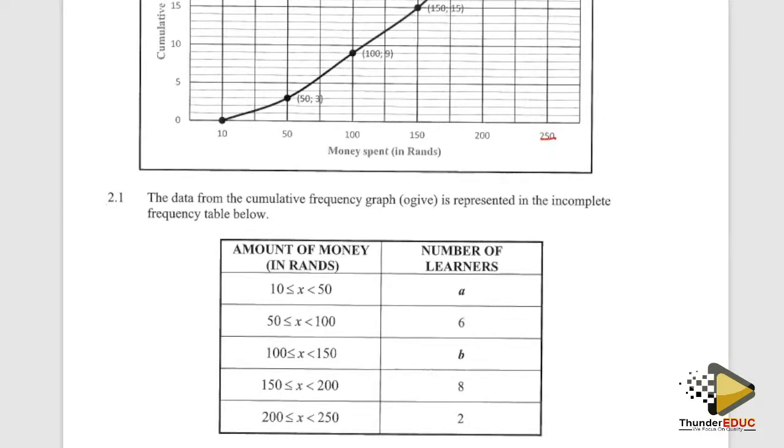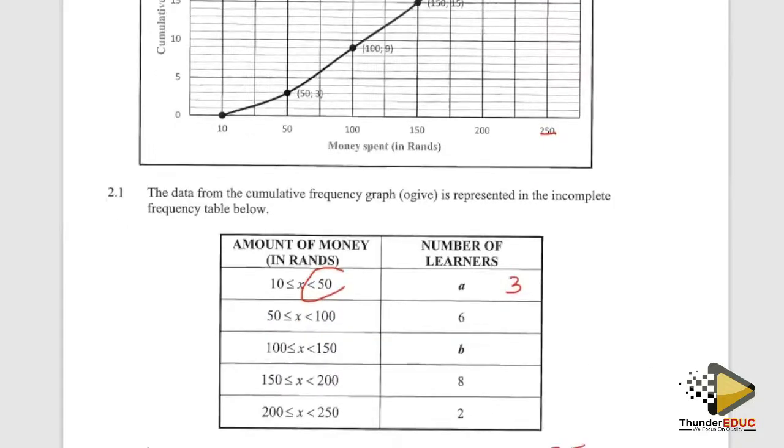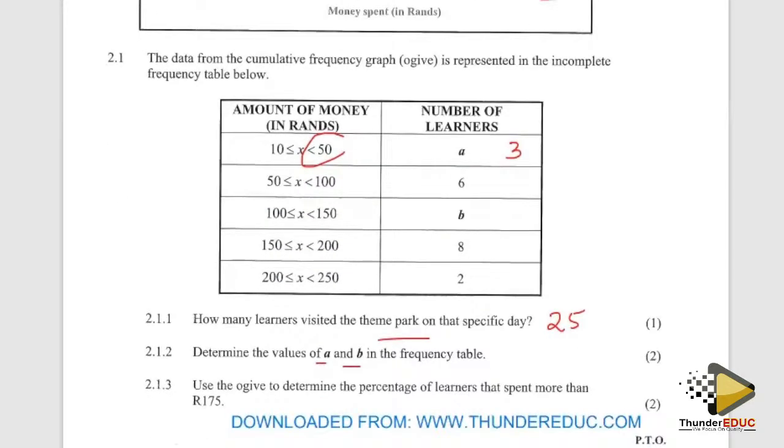Then they want us to get the values of A and B. So A must be the starting point as you're plotting the ogive. Remember, you plot using the upper class limits. Okay, so what is the number by 50? That's a 3. So the first cumulative is the same as the first frequency. Remember that.